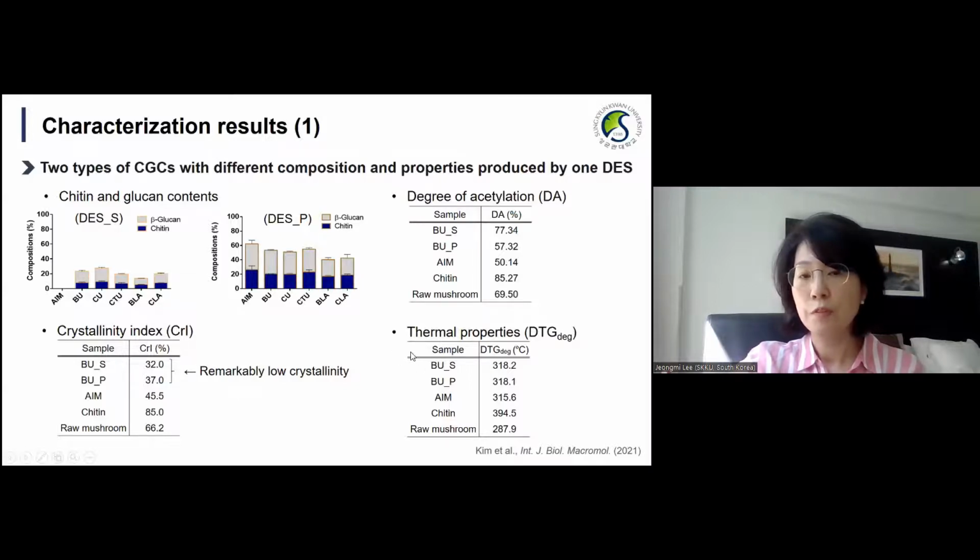And we found that despite the different degrees of acetylation or chitin-glucan content, those two types of CGCs showed very similar thermal properties to each other. And these CGCs also showed very similar thermal properties to that of AIM.